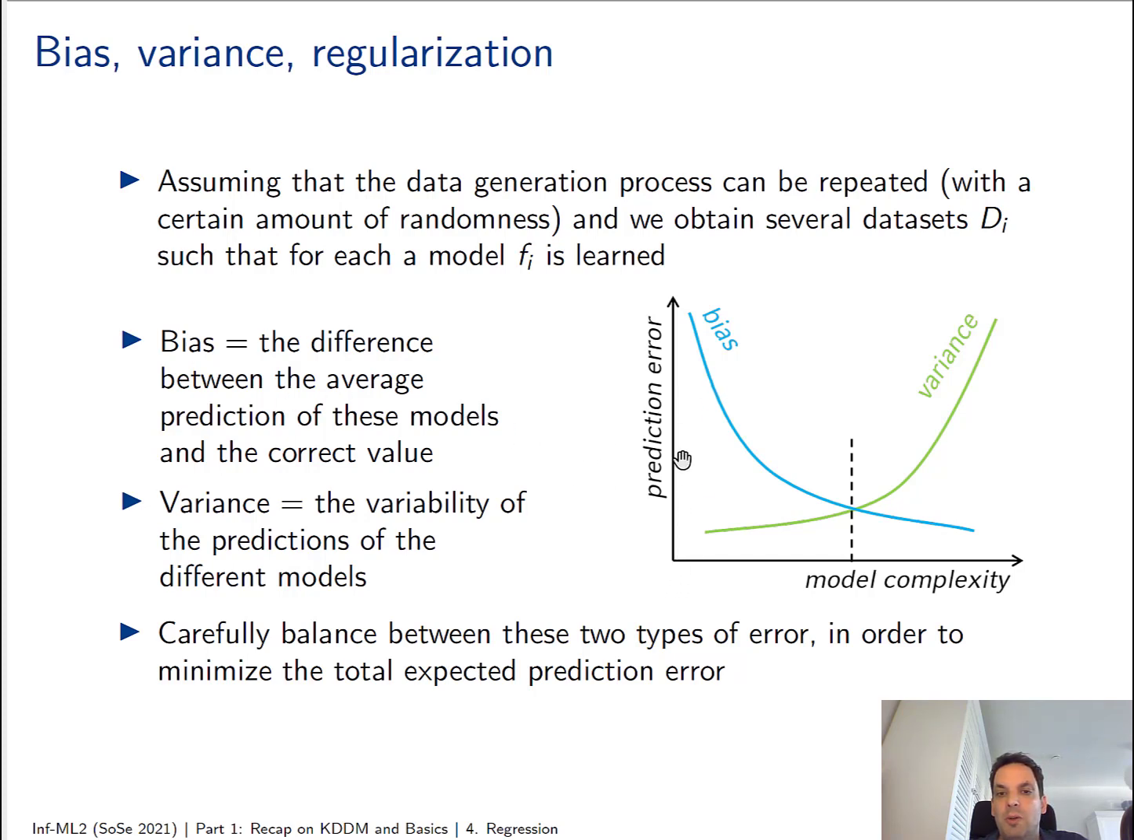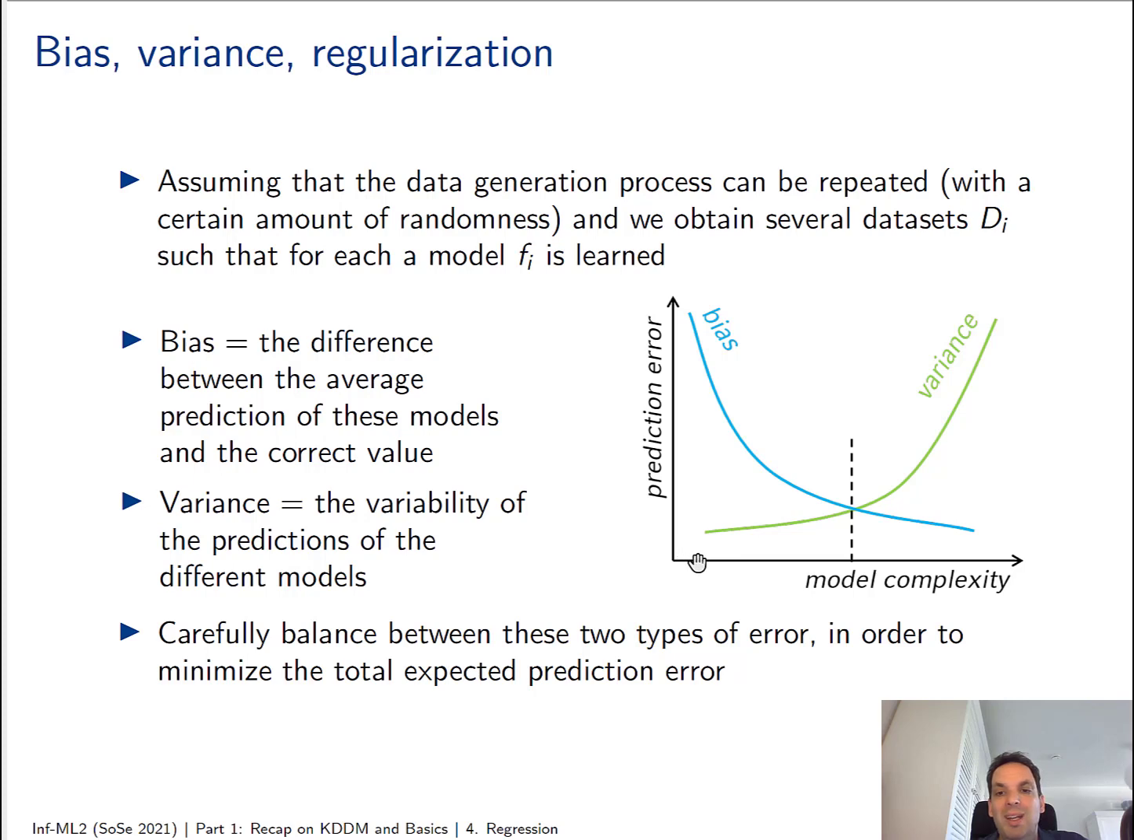And of course, if you look at the model complexity, if you have a very low complexity model, then you typically have a very high bias but a low variance. Why? Because the difference between the average prediction of these models, if the model is very simple, will be quite huge. But the variability will not be very huge, because these models, since they are very simple, will probably predict more or less the same, even though there is some variance in the data sets during the learning. So the variance will be low, but the bias will be high.